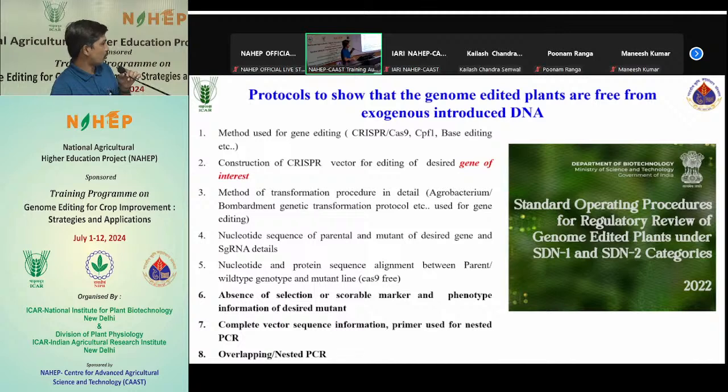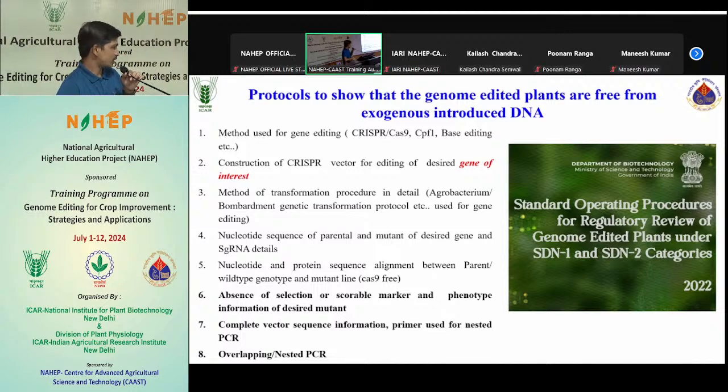You also have to give the nucleotide and protein sequence alignment between the parent, wild type and mutant line, and mention whether it is Cas9-free or transgene-free. The other one is the absence of selection or scorable marker, and you have to give the phenotypic information of the desired mutant. And the last but one, the complete vector sequence, the vector in which you cloned all your guide RNAs, with all the information. And what primers were used for nested PCR or overlapping PCR. This is a very important PCR.